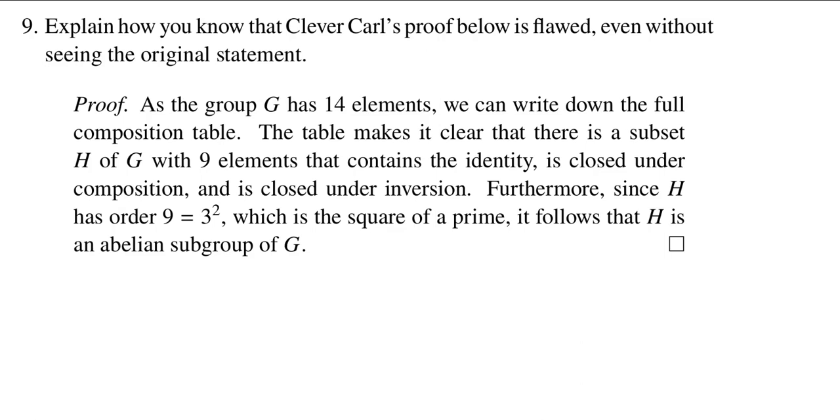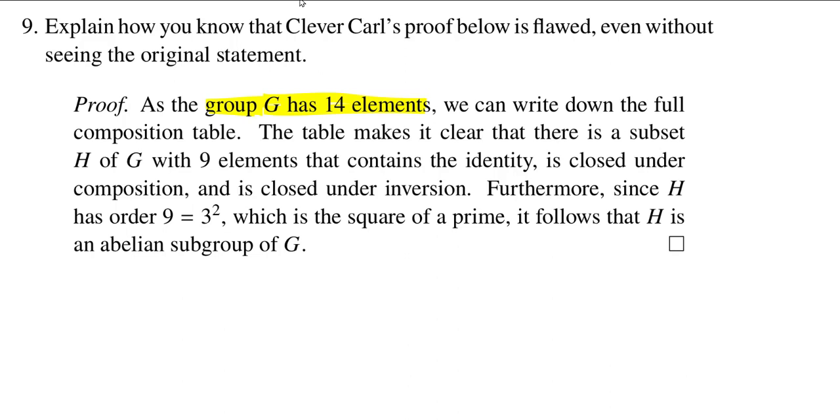As the group G, so the statement must have defined some group G, has 14 elements. So G, which is a group, has 14 elements. All right, well, we'll see if that's important. We can write down the full composition table. Yeah, that's true, right? We can write down a Cayley table, although it doesn't really depend on the group having 14 elements. You can have any number of elements. We can write down the composition table.